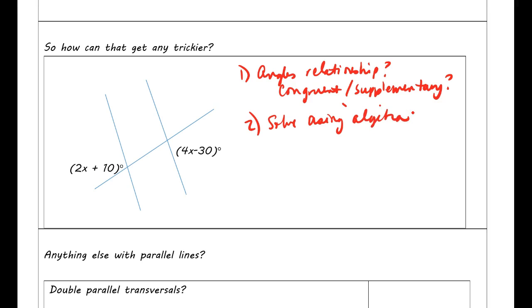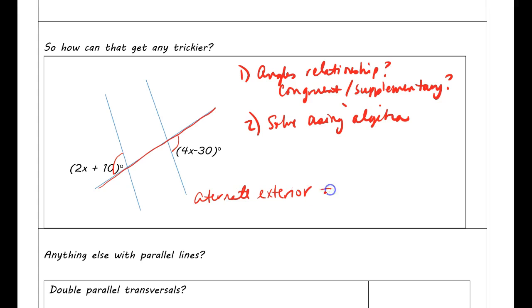So hopefully you can read my writing here. But here's what I would do. Okay, so we're dealing with this angle here, and we're dealing with this angle here. So let's decide what the relationship is. Well, if you know every rule from last week, you would notice that they are on different sides of the transversal. And if they're on different sides, that would be the word alternate. And they're on the outside of the parallel lines, so that would be exterior. Alternate exterior angles.